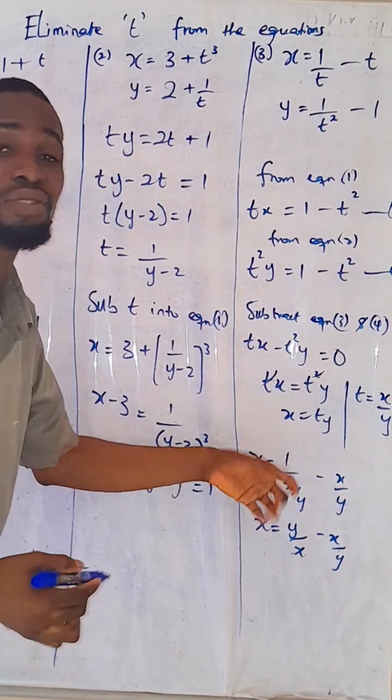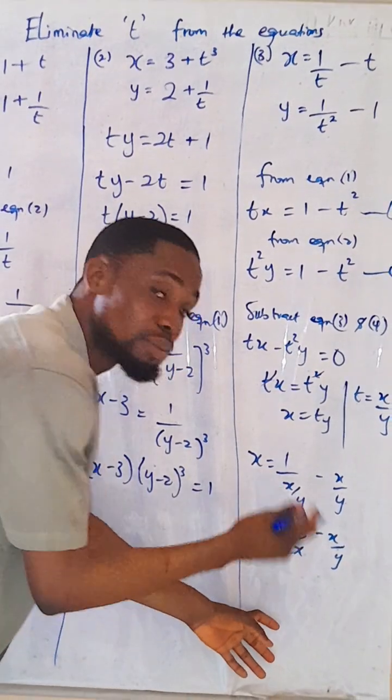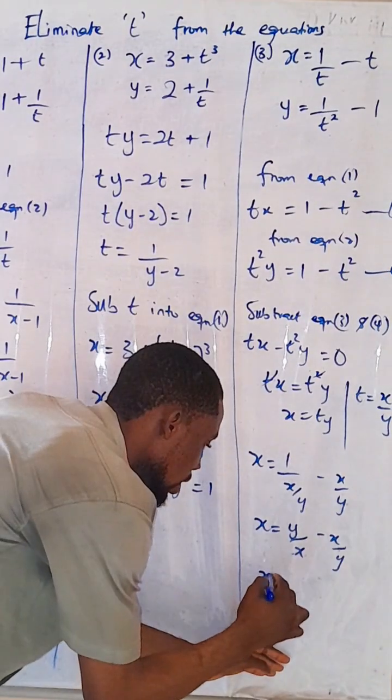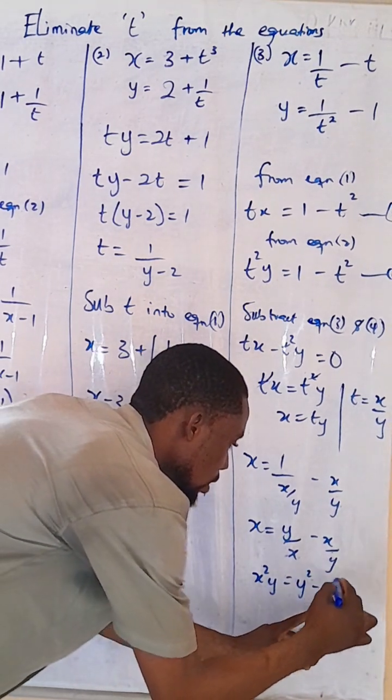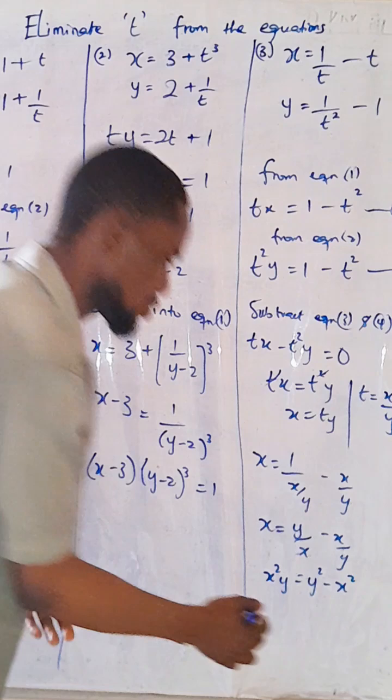If you do this very well, from here, multiplied by xy, I'm going to have x squared y equals y squared minus x squared. So you can stop here.